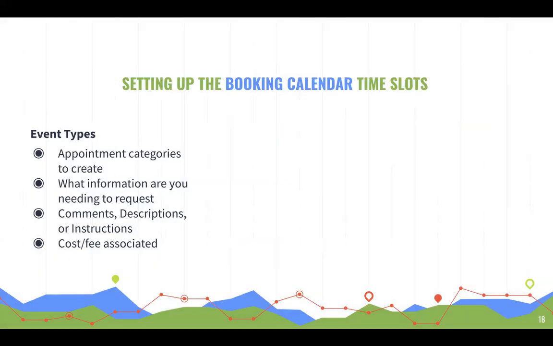So what I mean by that, event types are the appointment categories that you want to create. Is it for scheduling a demo or for office hours or onboarding? You can also think about what information you're wanting to request from your clients that are going to register. Do they need to upload any documents or review any information, or just giving them some comments or descriptions about the upcoming calendar appointment, or even instructions on what to do moving forward or to prepare. And this will also help if you have a cost or fee associated, you'll be able to schedule that when requesting the time slots.